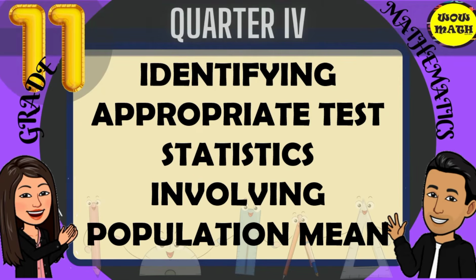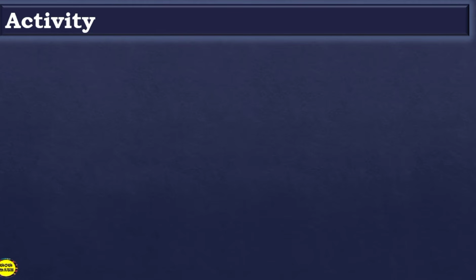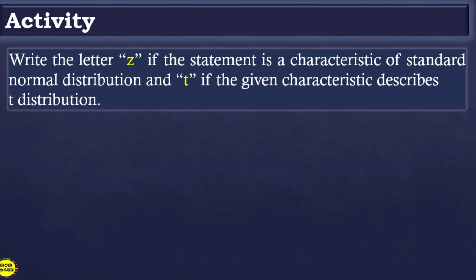Hello mga kawawmat, in this video lesson, we'll discuss identifying appropriate test statistics involving population mean. So first, let's have a short activity. Write the letter C if the statement is characteristic of standard normal distribution, and T if the given characteristics describe T distribution. The normal distribution and the T distribution were already discussed in the third quarter.